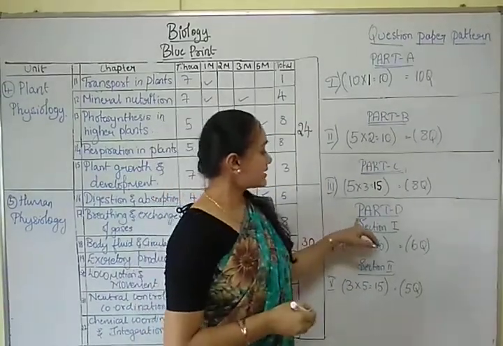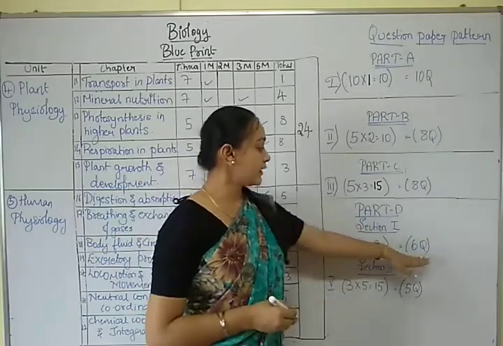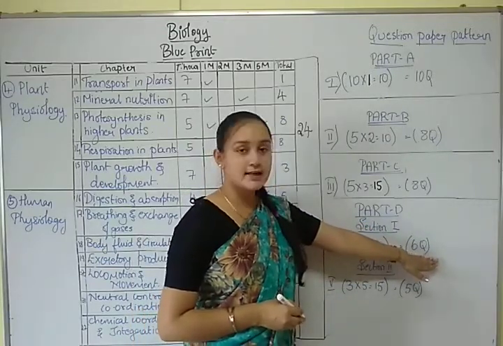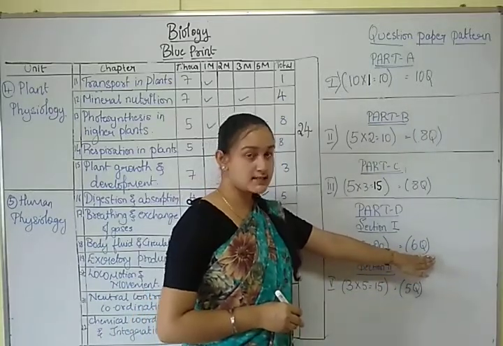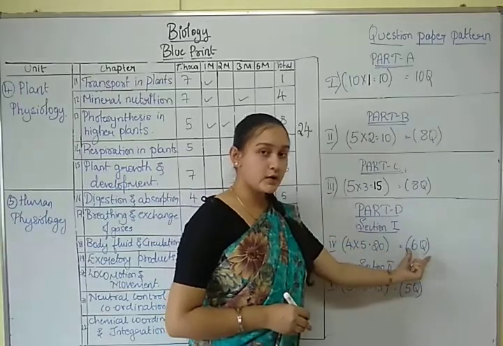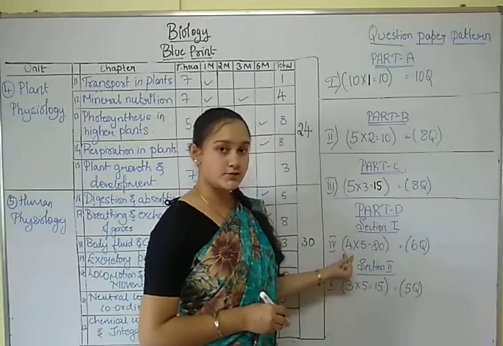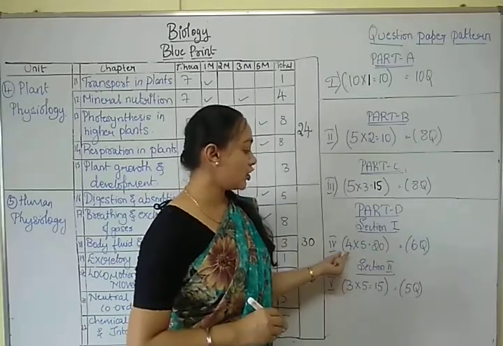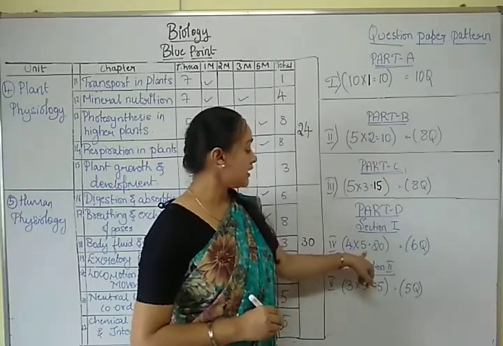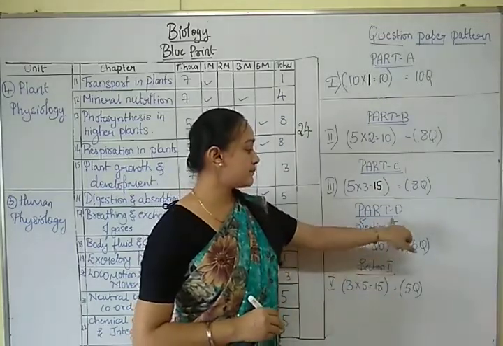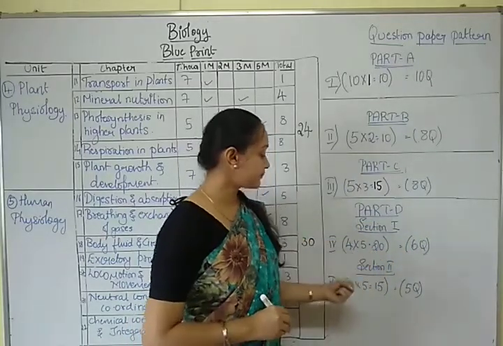Next, in part D section 1, the number of questions asked is 6. Among the 6 questions, a student should answer just 4 questions. So 2 will be optional. Each question carries 5 marks. Hence, in part D section 1, the weightage is 20 marks.